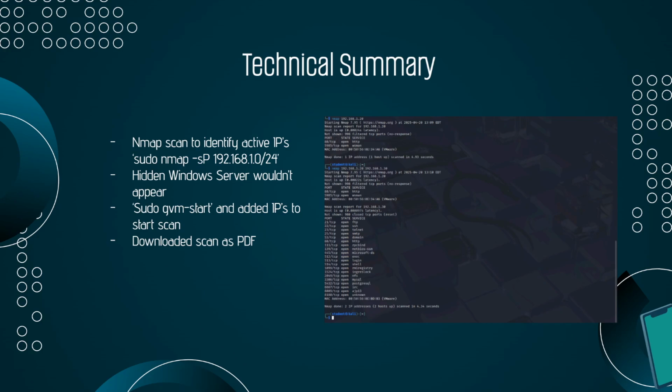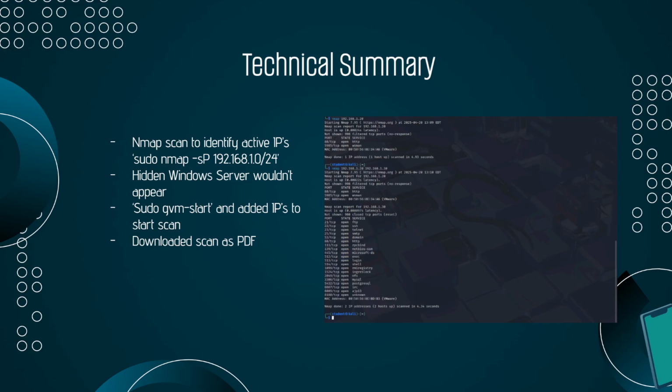As for the technical summary, it started off with a network scan with Nmap. I ran the command sudo nmap -sp 192.168.1.0/24 to identify live hosts across the device. I found several known systems, the Kali machine, the gateway, and the admin server, but again, I had difficulty confirming the hidden Windows server.